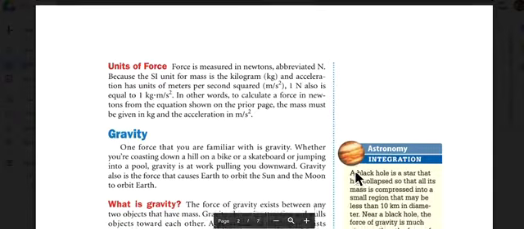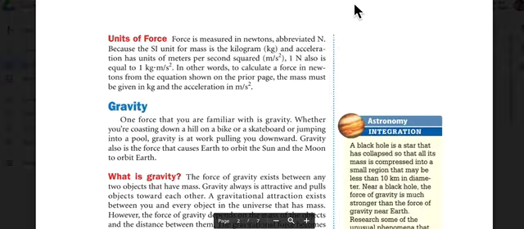Units of force. Force is measured in newtons, abbreviated with a capital N, because the SI unit for mass is the kilogram, and acceleration has units of meters per second squared. 1 newton is also equal to 1 kilogram meter per second squared. In other words, to calculate the force in newtons from the equation shown on the prior page, the mass must be given in kilograms and the acceleration in meters per second squared. Usually what we do is just write it as so many newtons, 10 newtons, 20 newtons, that type of thing.